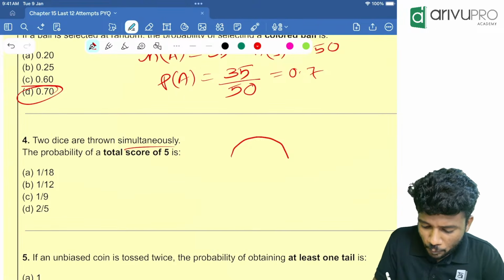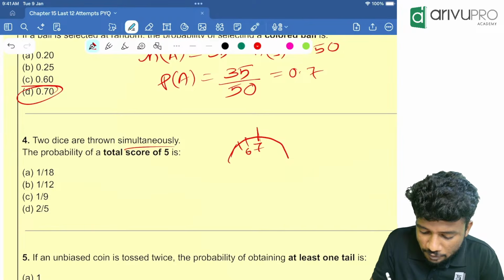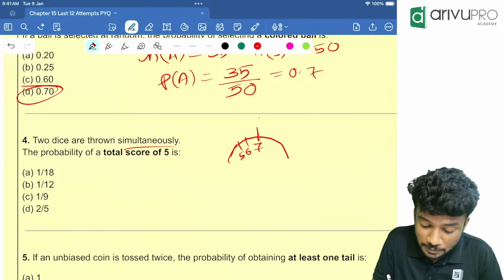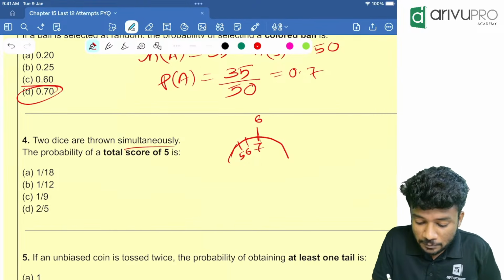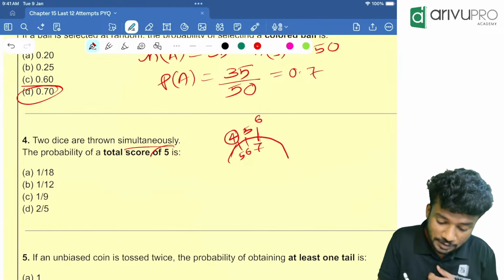Here, who is in the middle? 7 is in the middle. Then 6 is over here, 5 is over here. The sum 7 is happening how many times? 6 times. That is happening the maximum. Then 6 is happening 5 times. Then 5 is happening 4 times. So the question is score is 5.